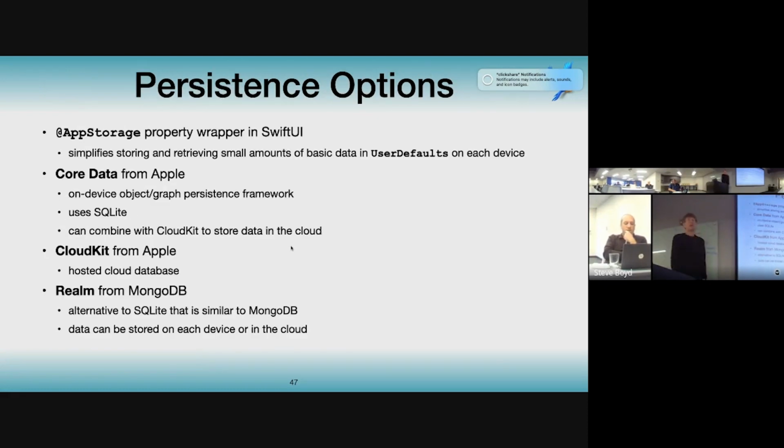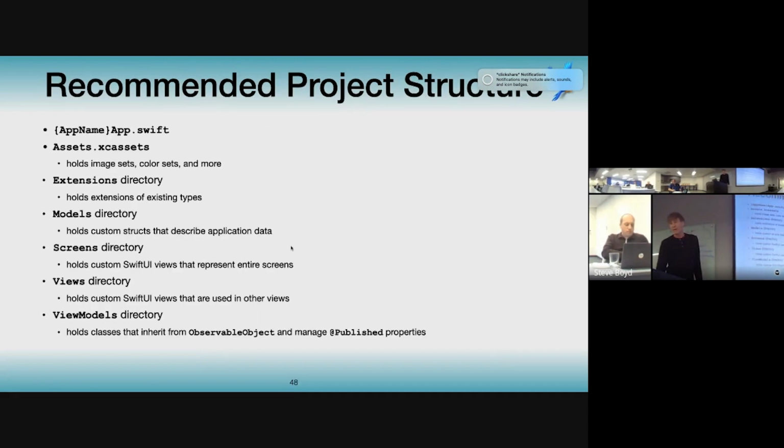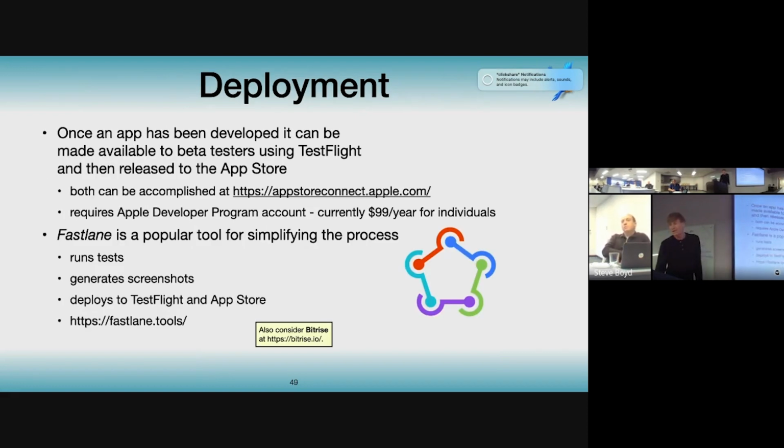There's a bunch of options for how you might persist data. You can store it on the device using something called app storage. You could use core data, which also stores it on the device, and it uses SQLite. You could use CloudKit to store your data out in the cloud. Realm from MongoDB is another option. We've got some recommendations for how you might structure all the files in a project.